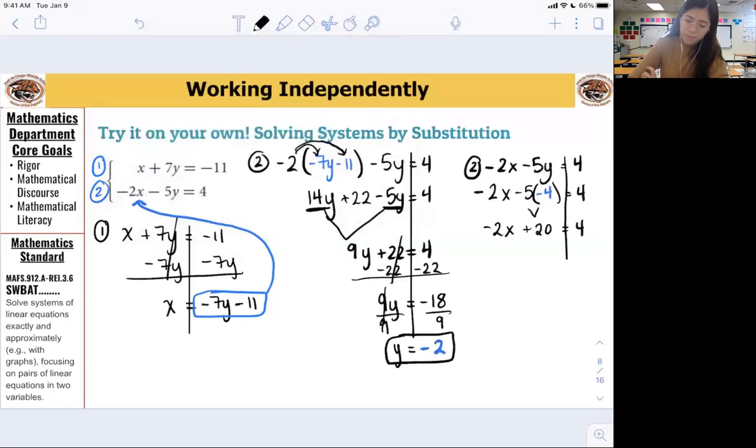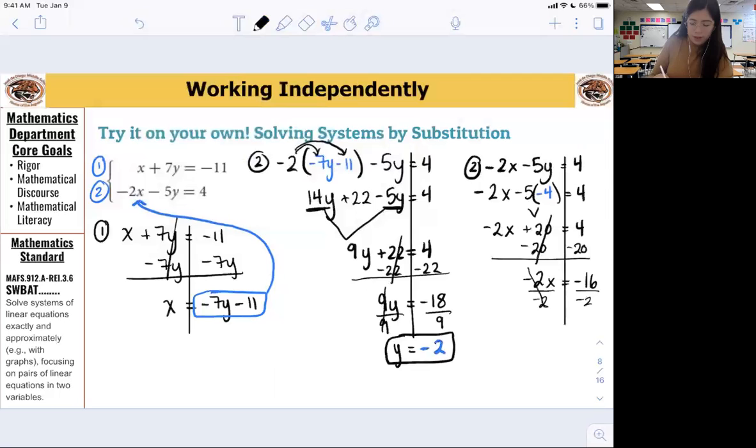Okay, now what do I do? Subtract 20. Yeah, subtract first. What is 4 minus 20? Negative 16. Good. And now I divide both sides by negative 2, which will give us 7, right? Not 7. Negative 8. I mean 8. Positive 8. Yes.